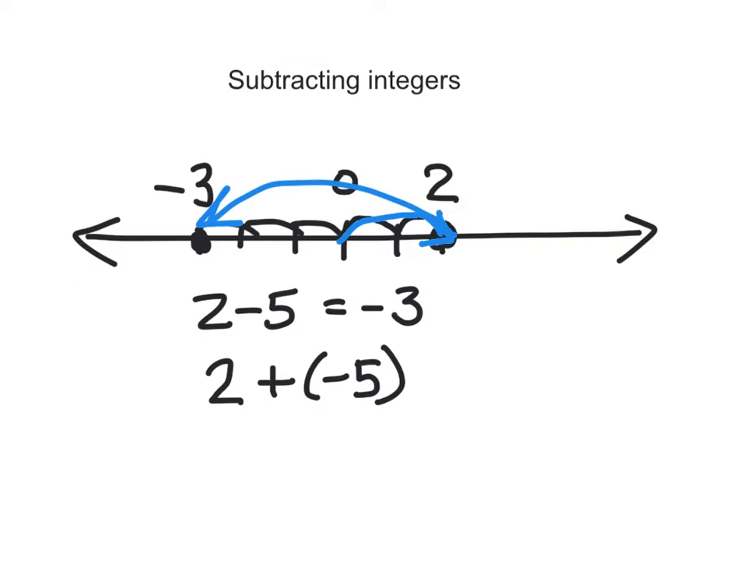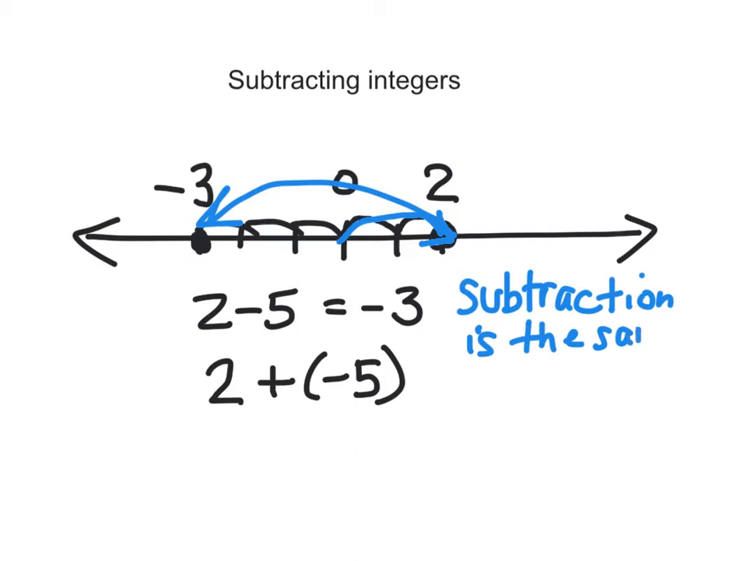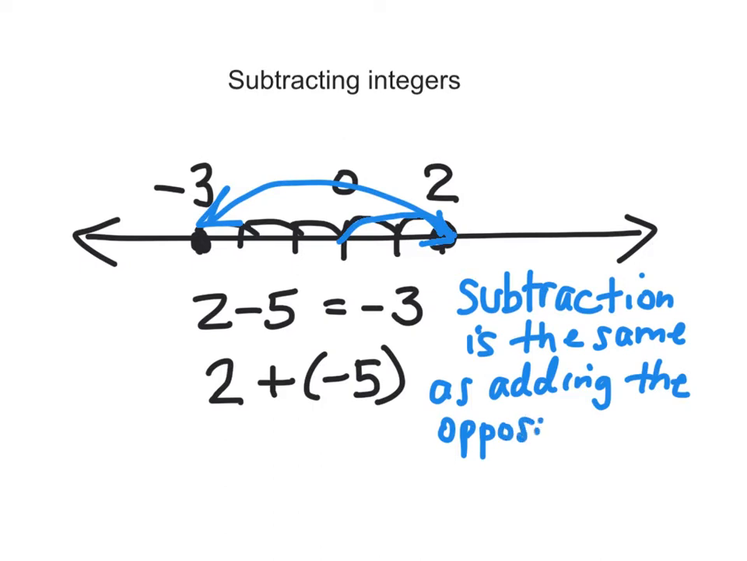So this brings us to one principle that we can write down. Subtraction, and write this in your notes. Subtraction is the same as adding the opposite. And this is something that you can use to your advantage when you're simplifying these expressions that have negative integers.